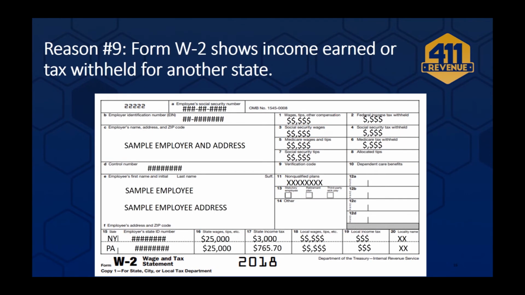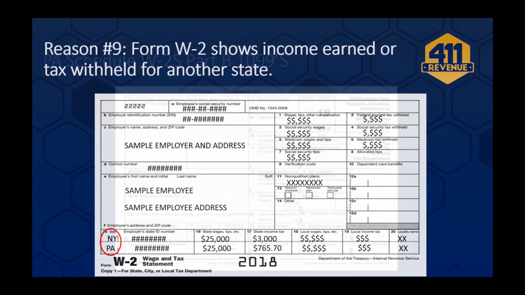Reason number 9. Form W-2 shows income earned or tax withheld for another state. If the Form W-2 shows income or tax withholding to multiple states, Form W-2 needs to be submitted. Provided in this example, there are multiple states in which the income may or may not be taxable. Unlike reason number 7, this reason does not depend on the residency of the individual.